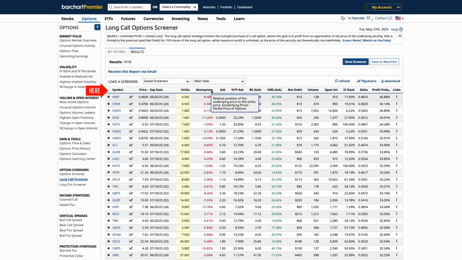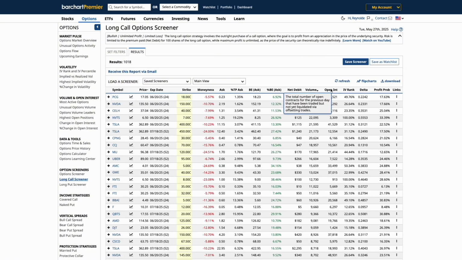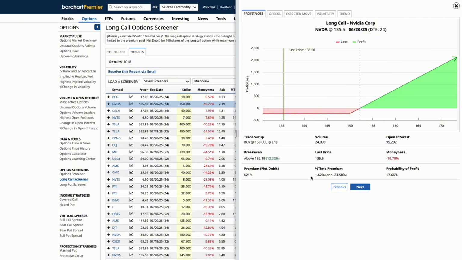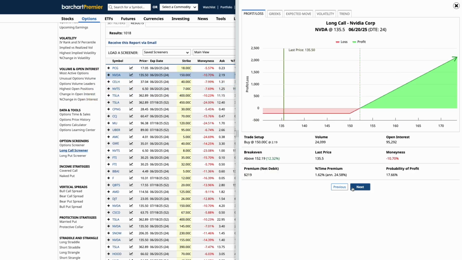Once you've set your criteria, you can also sort the list by any column, like volume, to spot where the most interest is today. Next, click the chart icon on any trade to load the profit and loss charts. When it first opens up, you can expand the window for a full view. You can also use the on-screen buttons or the arrows on your keyboard, right, left, up, or down, to navigate between trade ideas from the screener.